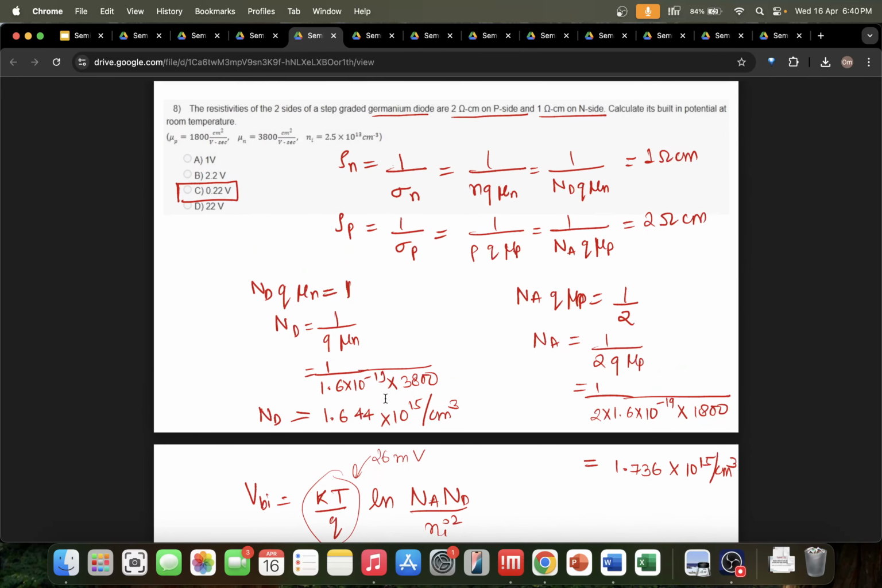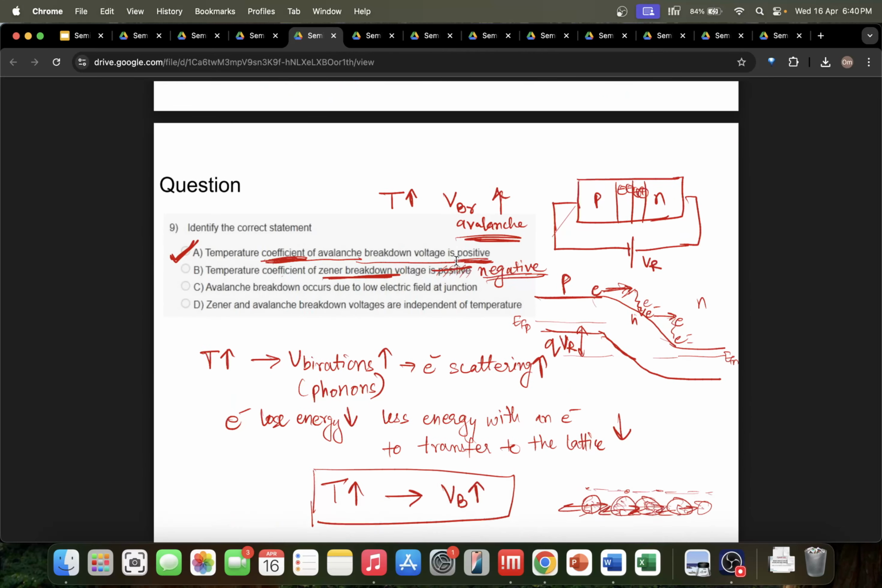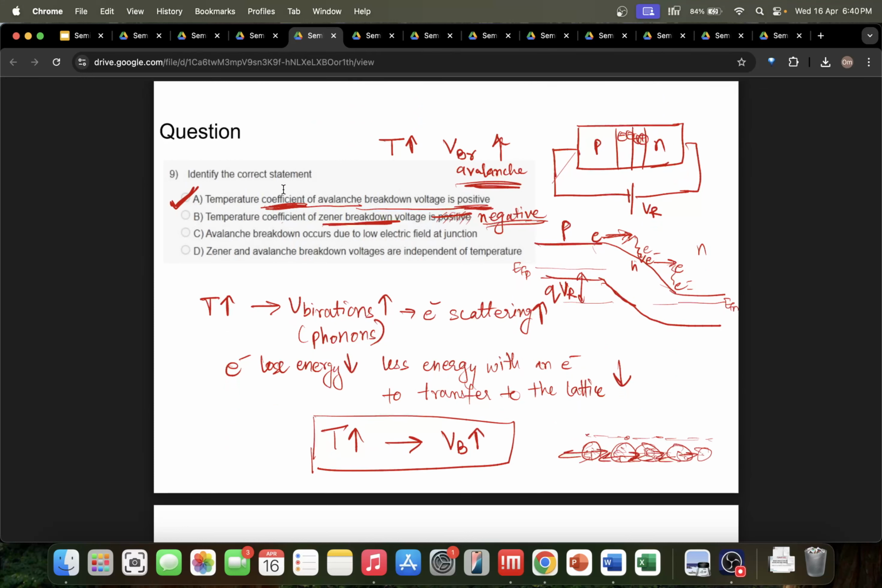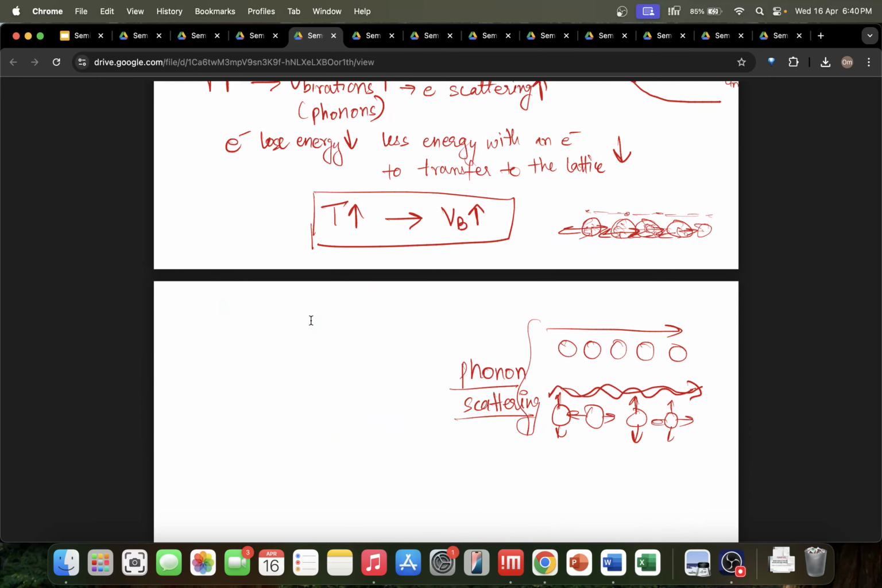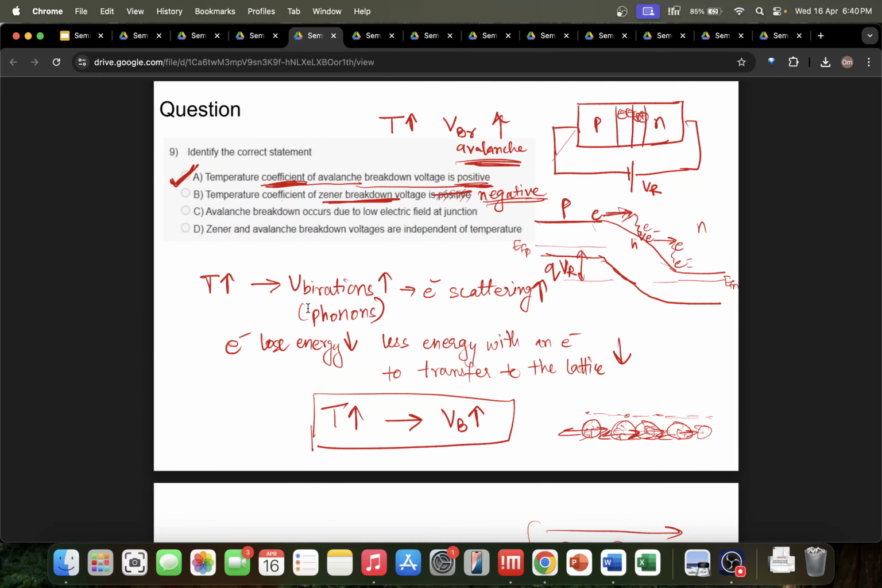Some more questions on VBI and conductivity and resistivity. We discussed what avalanche breakdown is, and what the temperature dependence of avalanche breakdown is. As temperature increases, vibrations increase and electron scattering increases, and electrons lose energy. So they have less energy to transfer to the lattice. So the avalanche effect reduces as the temperature increases, and breakdown voltage increases.